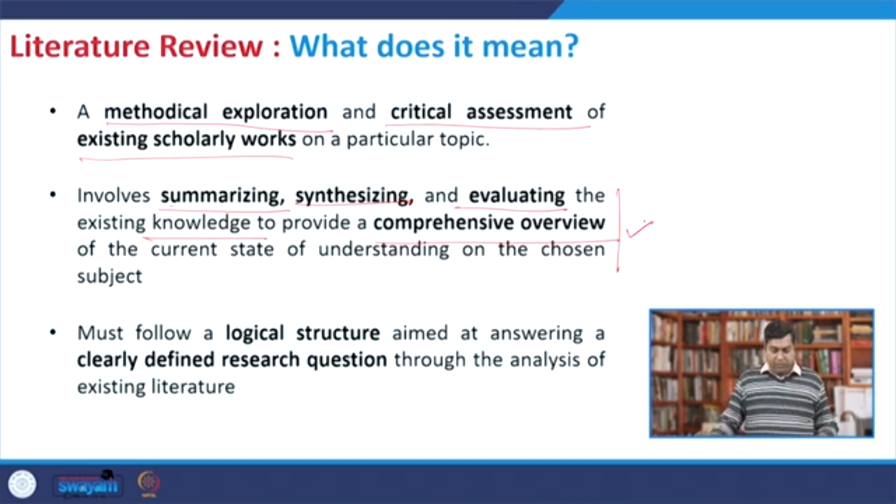Now, it must follow a logical structure and be aimed at answering a clearly defined research question through the analysis of existing literature. So, say you want to identify the factors affecting sustainable growth in a rural area. What are the different factors that have been studied in past literature? Across different literature, if you find something very common, you will have the confidence that these are the main factors you also need to consider for your study.